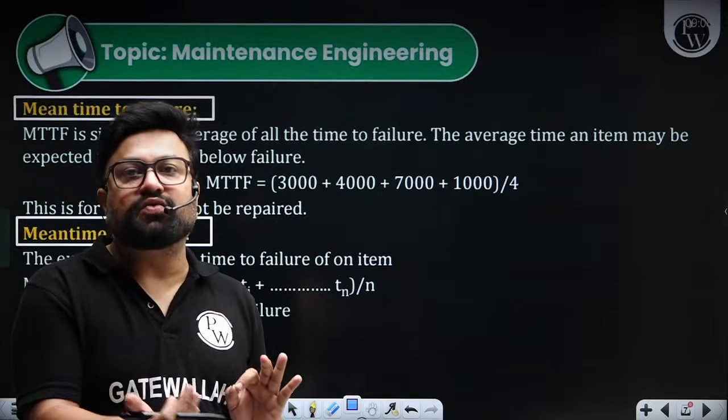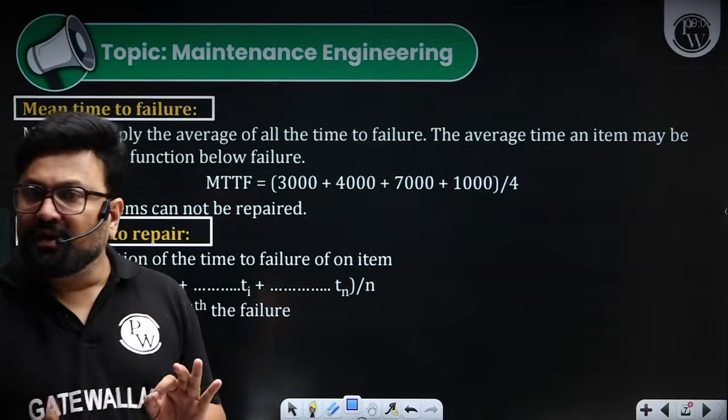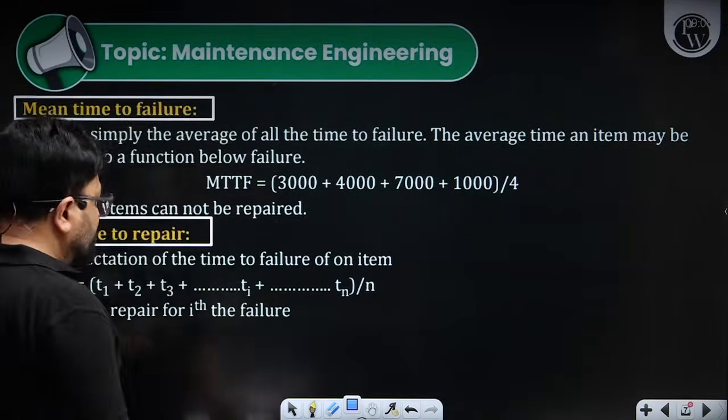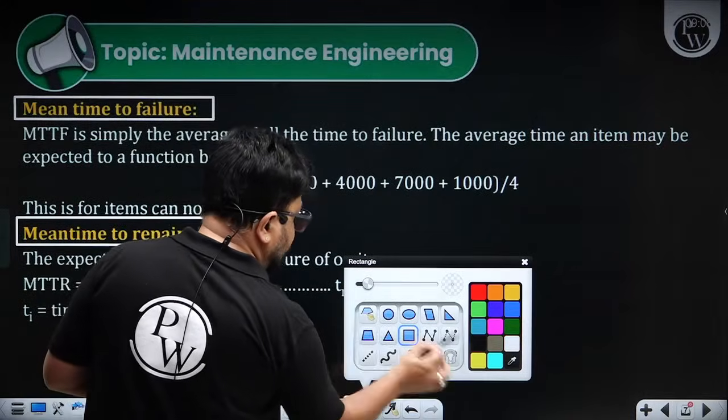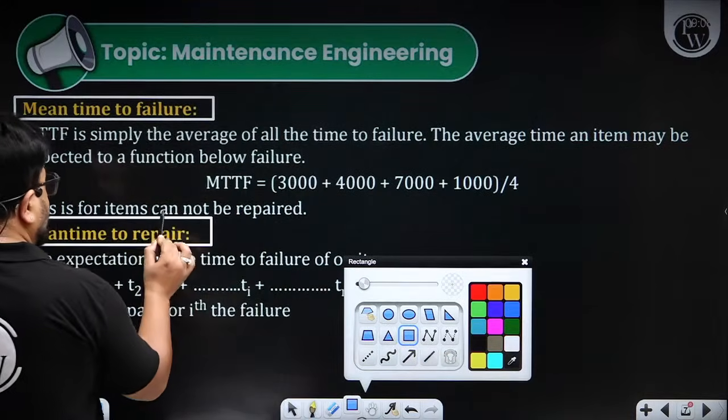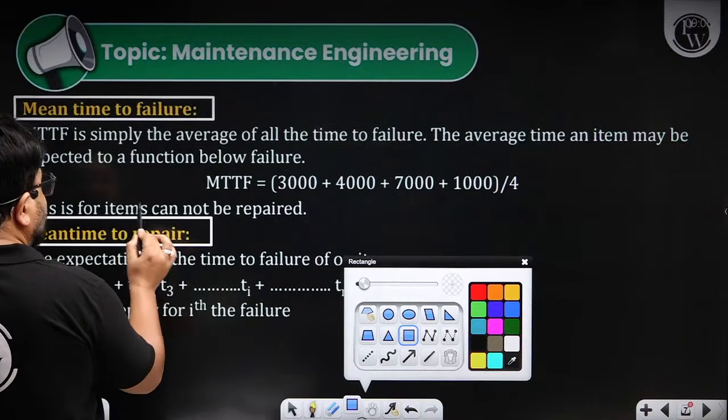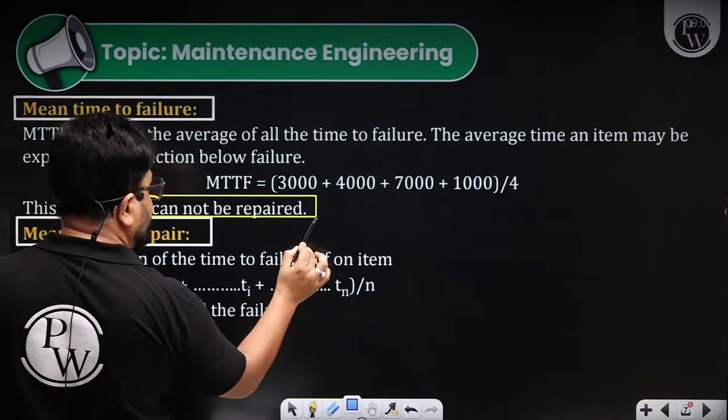जो use and throw होते हैं उनके लिए mean time to failure कैलकुलेट किया जाता है. तो आपको एक ये पॉइंट याद रखना है, यहाँ पर ये पॉइंट याद रखना है. This is for items that cannot be repaired.